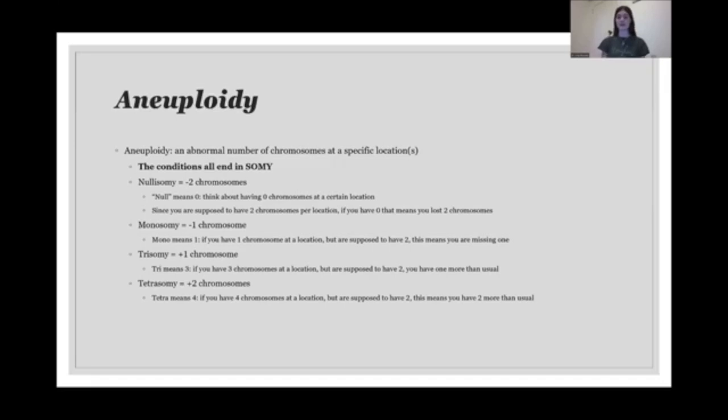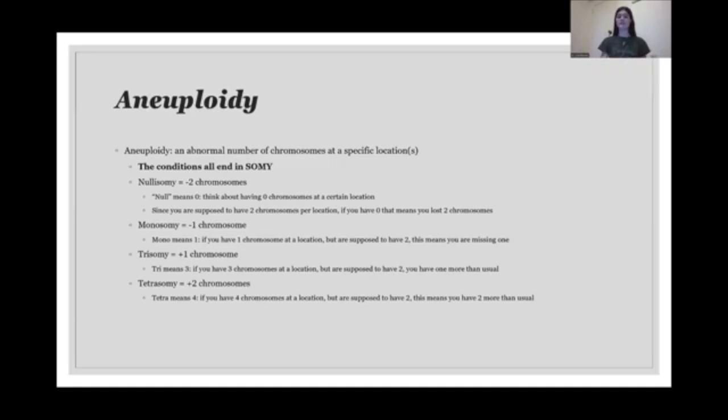In monosomy, remember we start with our 2, and now mono means 1, that means we only have 1. So we're supposed to have 2, but we only have 1. How many did we lose? We lost 1. So this means monosomic individuals have 1 chromosome less than usual. And in humans, we usually have 46, so this would mean having 45 chromosomes.